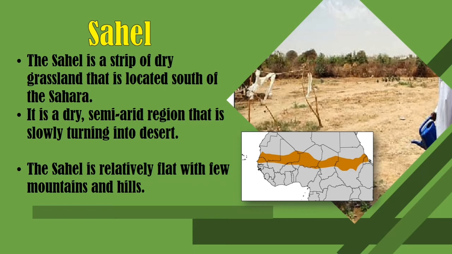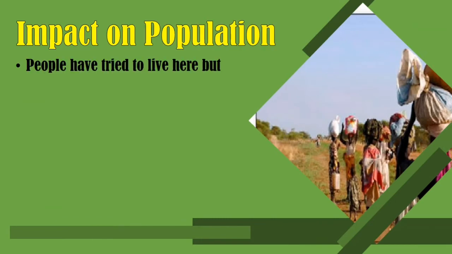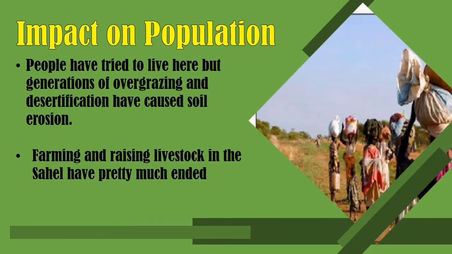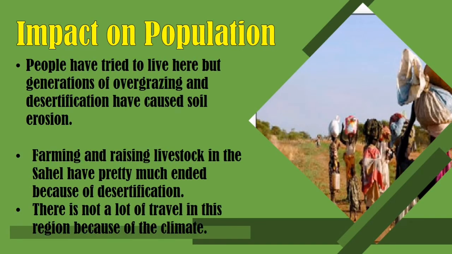So how did the Sahel make an impact on the population? People have tried to live here, but generations of overgrazing and desertification have caused soil erosion. Most of the population has migrated to the cities due to desertification, drought, and famine.